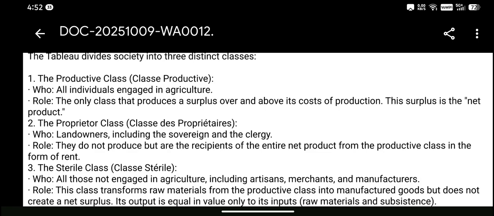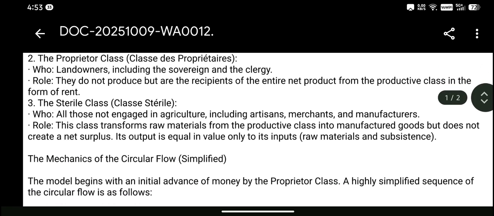The proprietor class, classe des propriétaires, who are landowners, including the sovereign and the clergy. Role: they do not produce but are the recipients of the entire net product from the productive class in the form of rent.